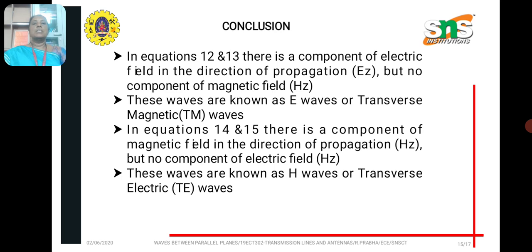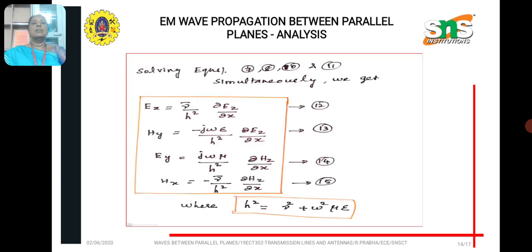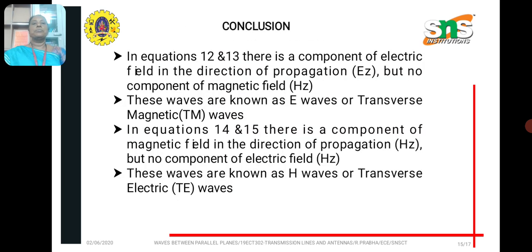So conclusion, in equations 12 and 13, we have the component of Ez, but no component of magnetic field, that is Hz. So these waves are called E waves or transverse magnetic waves. And in equations 14 and 15, there is a component of magnetic field in Z direction of propagation, but no component of electric field. These waves are known as H waves or transverse electric waves or TE waves.